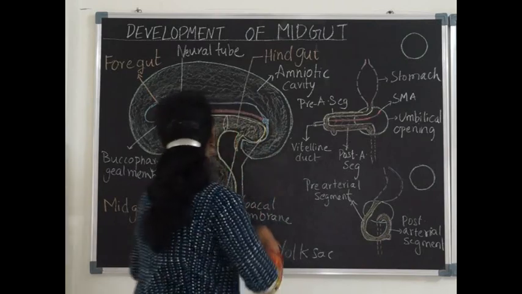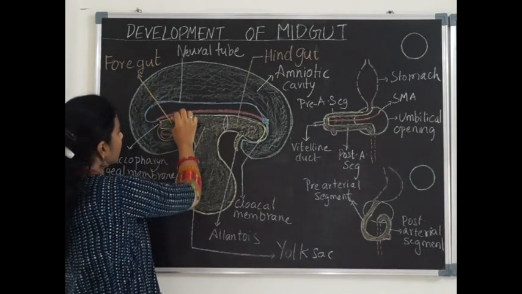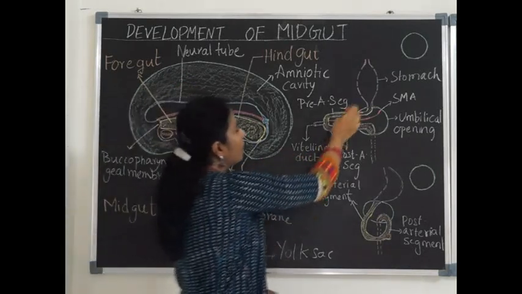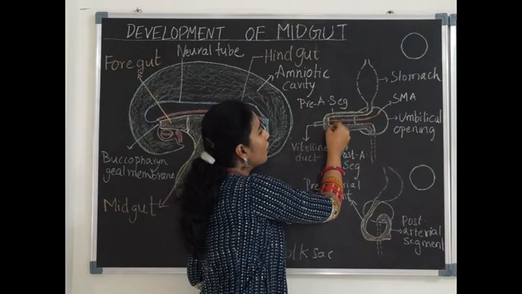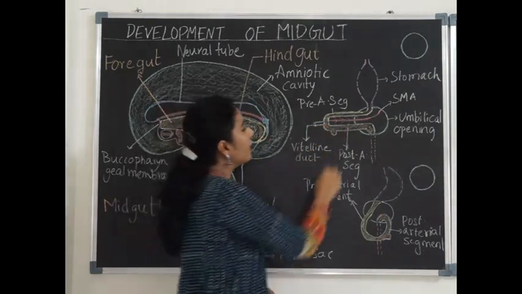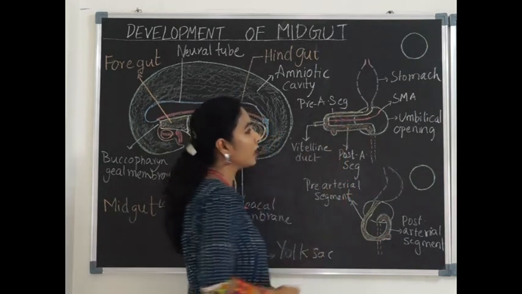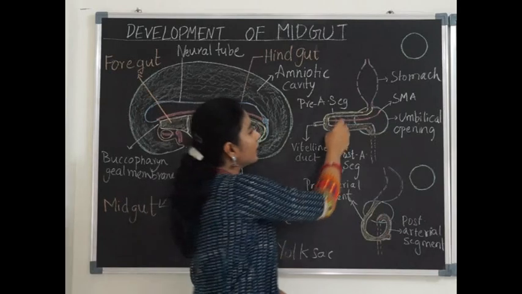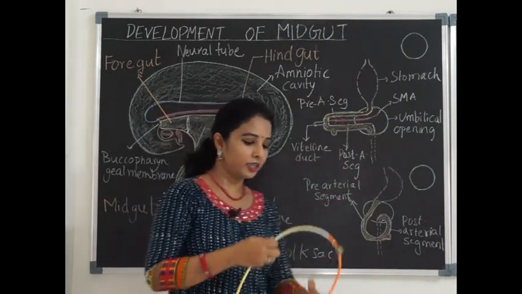In the foregut, we saw the ventral mesogastrium and dorsal mesogastrium, which are present in front of and behind the stomach. Reaching externally, the superior mesenteric artery runs in the loop of the midgut, dividing the loop into a pre-arterial segment and a post-arterial segment.